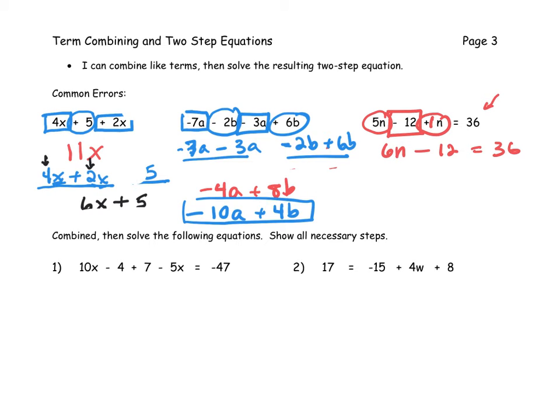Now we can solve. So at this point, I would add 12. So we did use the right solving step last time. We just didn't gather up our like terms. And so from this point forward, we'd have n equals 8.